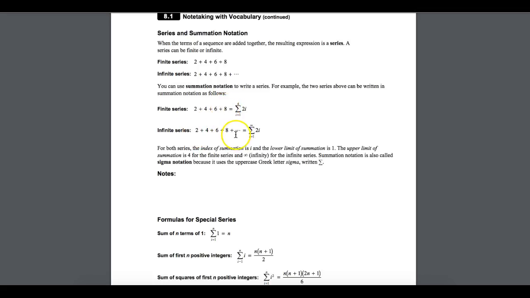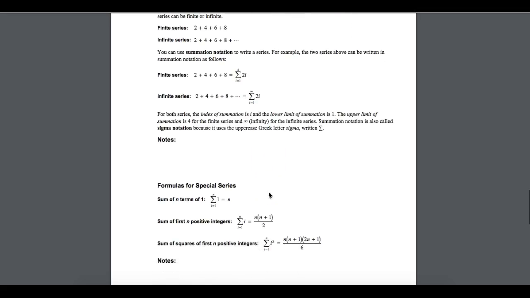Now in an infinite series, the only thing that changes is we don't have an upper limit. So it just goes on and on continually. So our upper limit would be infinity. So the difference between a finite and infinite series in sigma notation is that our upper limit is, instead of a number, infinity. Now down here you've got some formulas for special series. We're not going to do those right now, but you can look in here and see them. The sum of the first n terms of 1, the sum of the first n positive integers, the sum of the squares of the first n. These are helpful to know because they can help you out when you see certain patterns.